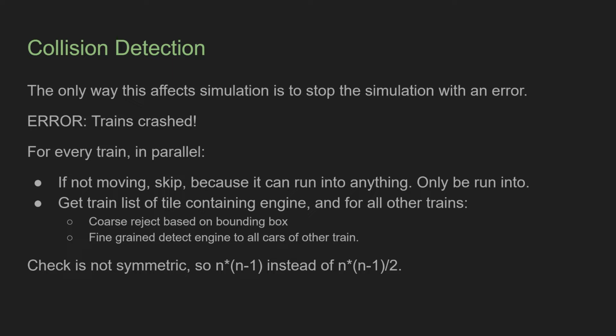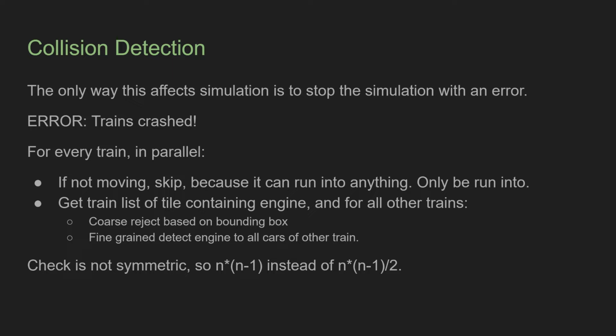As well, since the train is moving forward, it can only have the engine run into anything. So I only test one point, which is the engine, for the source train. In the previous step, I had built the list of trains that are in every collision tile. So the first thing I do is get the list of trains in the tile containing the engine. Then, for every train in that tile, I detect if the engine collides with it. My collision test first consists of a coarse rejection, which is determined just from the bounding box of the other train.